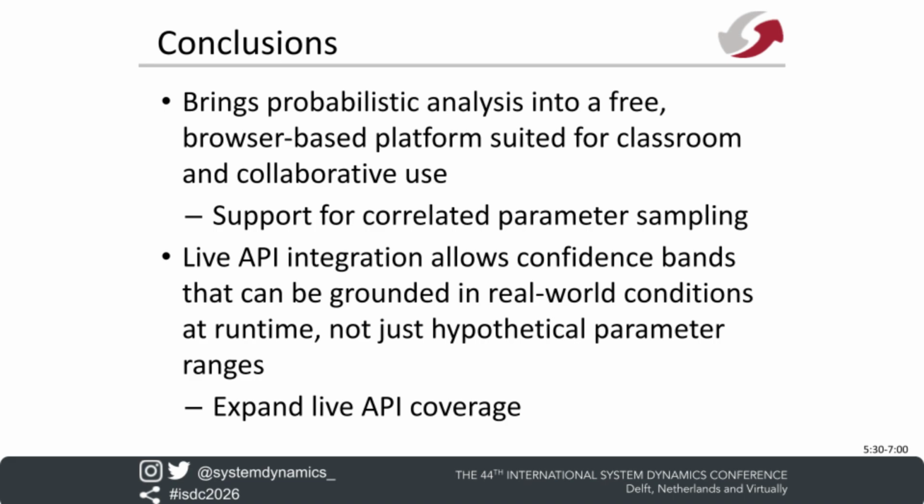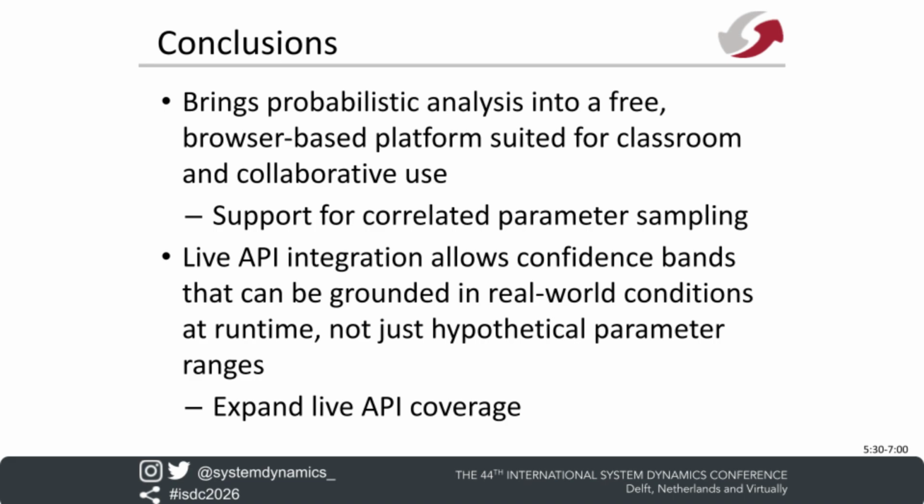We also introduced live API integration, which allows these models to use current weather or financial market data instead of relying on fixed hypothetical values. And this makes it possible for simulations to better reflect the real world while still allowing users to explore uncertainty through Monte Carlo analysis. And looking ahead, one area we really want to explore is so-called correlated parameter sampling, and this is where related variables can change together and better represent real-world systems.